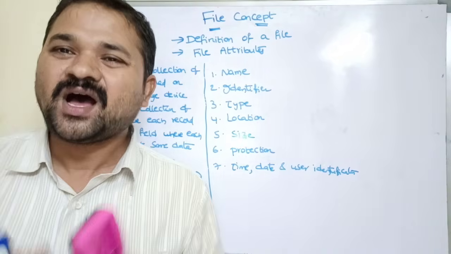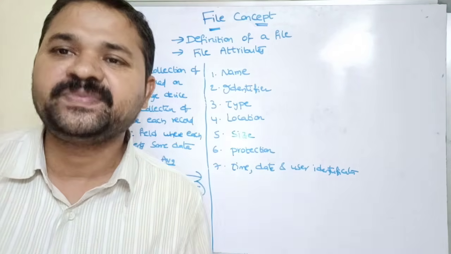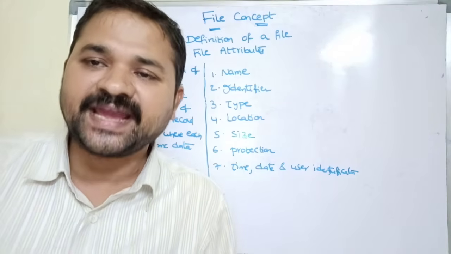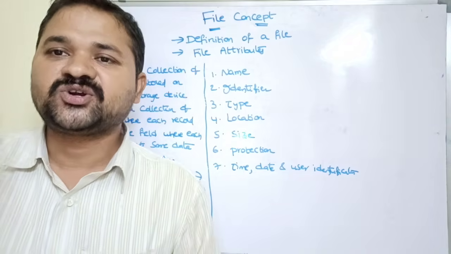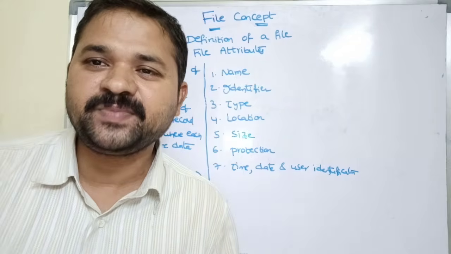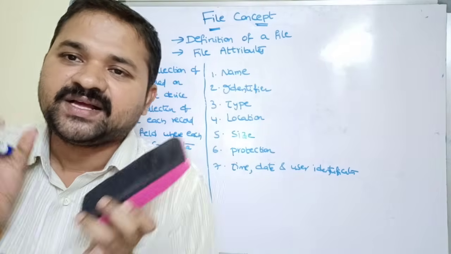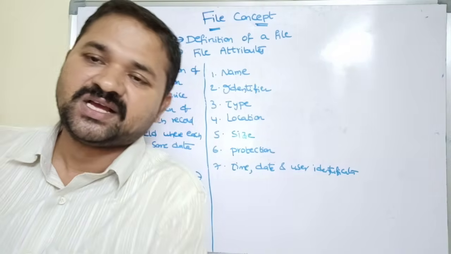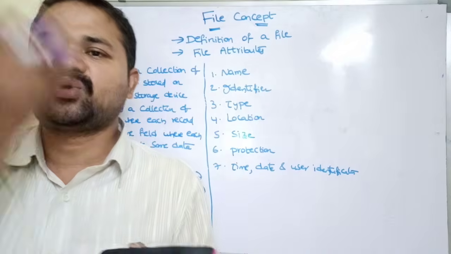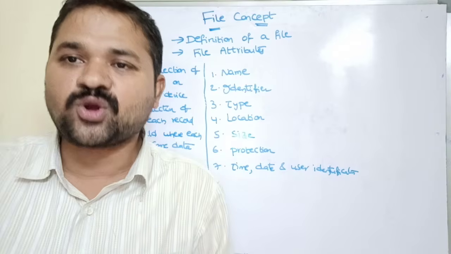Next one is type. We can have several types of files like text file, document file, PPT file, C file, CPP, Java. So likewise we can have several types of files. In order to specify the type, we use the extension: .txt, .doc, .ppt, .c, .cpp, .cs, like that. Next one is location. Location specifies the path at which the file is stored in the hard disk, so that we can retrieve the file information with the help of that location.